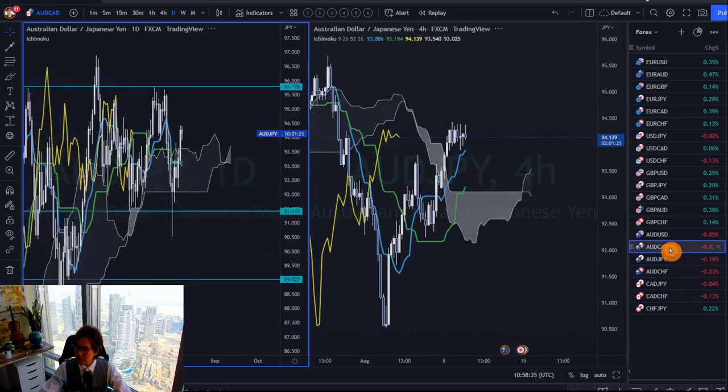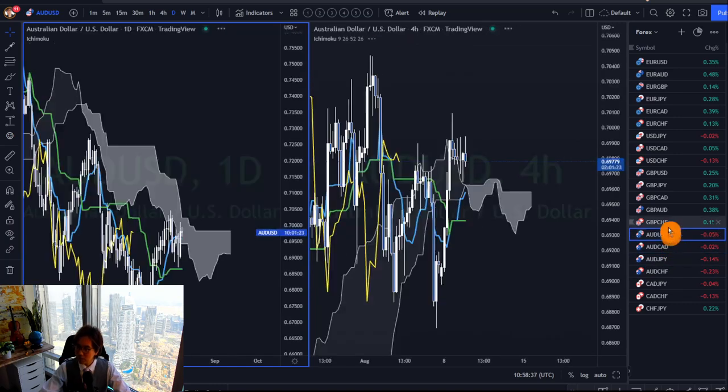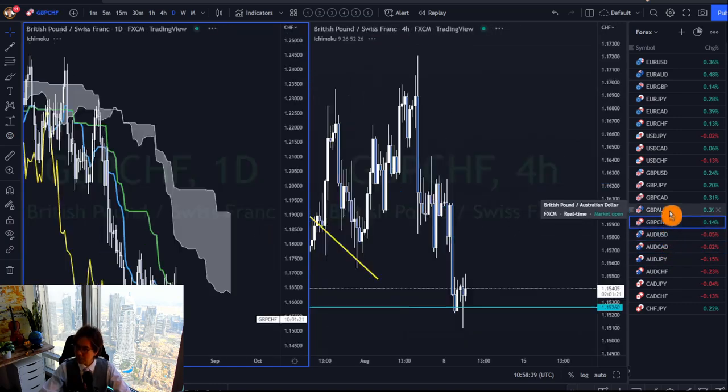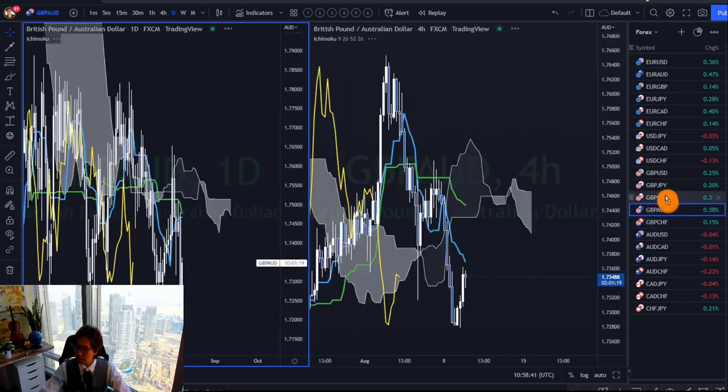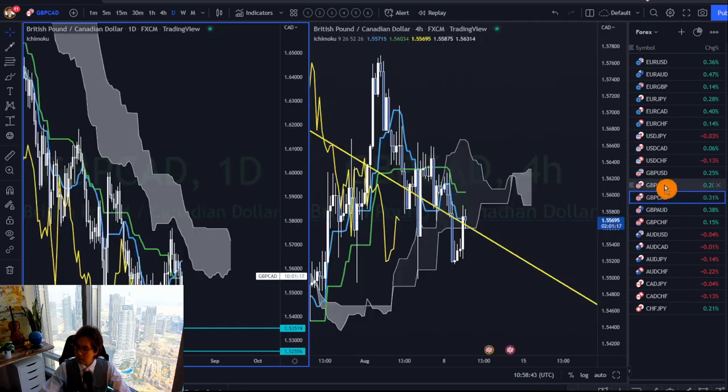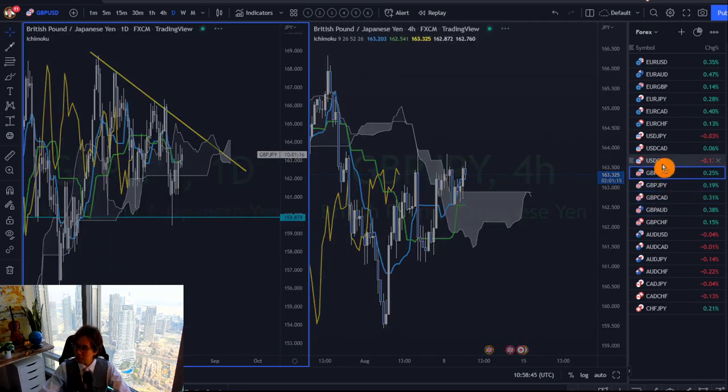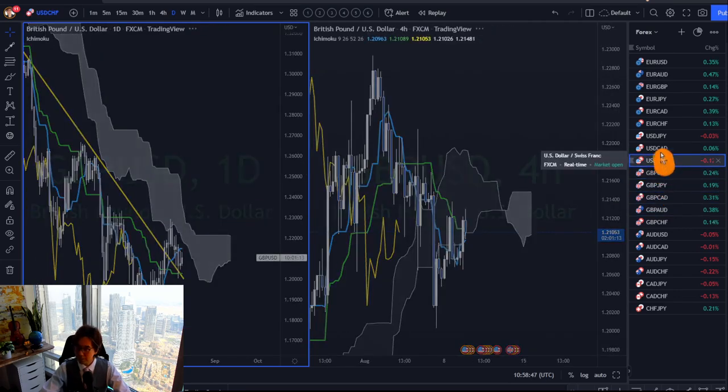But yeah, for today, it's an overview of my strategy. So I screen charts like this, and at a glance, I know which one is trending and which is ranging. It's very simple, but very powerful.